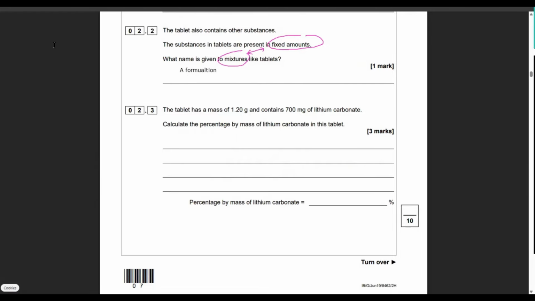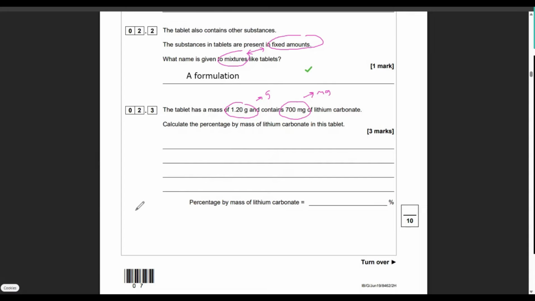Spelt that wrong, so let's change that again. It's a formulation. Something like paint, perfume, deodorant. They have different chemicals put together, one to bind the chemicals together, one to give a lovely smell, one to make them last a long time. They have a specific amount of each chemical put together for a purpose. That's called a formulation.